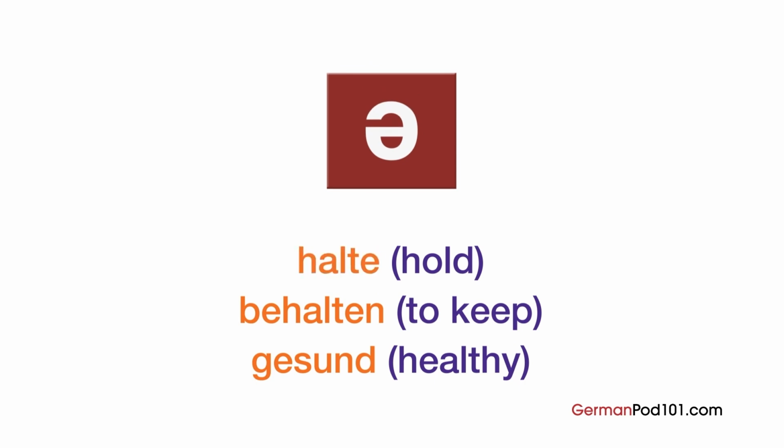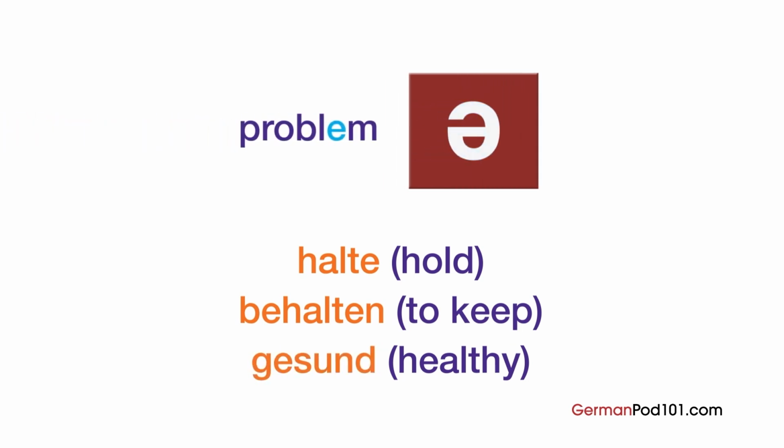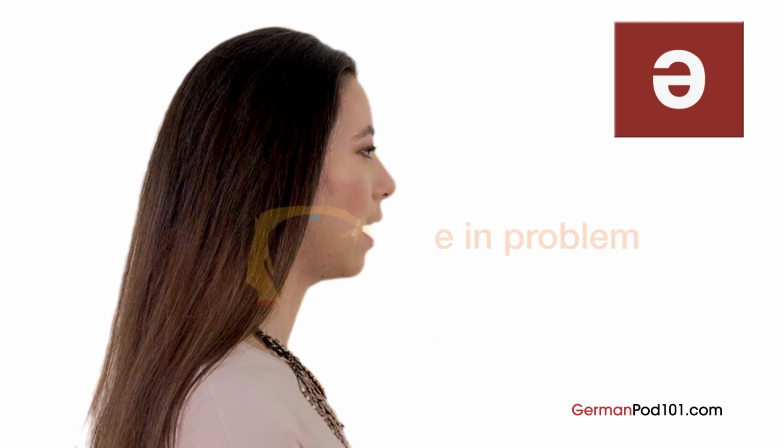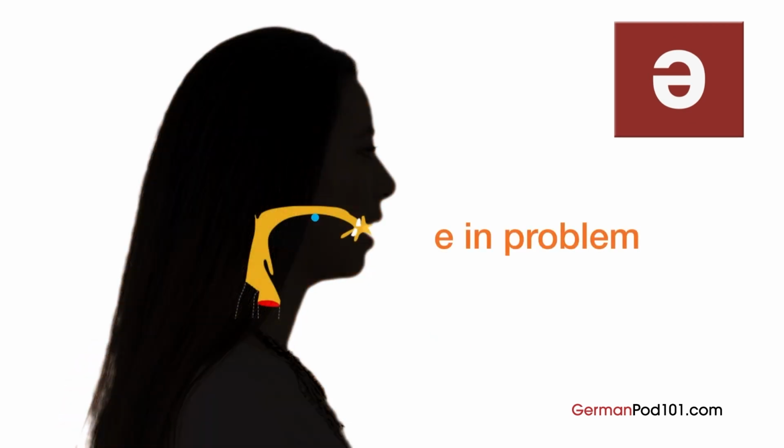The next vowel is E, as in halte, behalten, gesund. It's identical to the E sound at the end of the word problem.